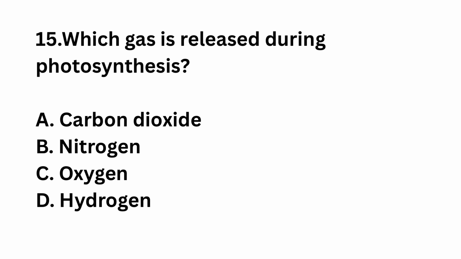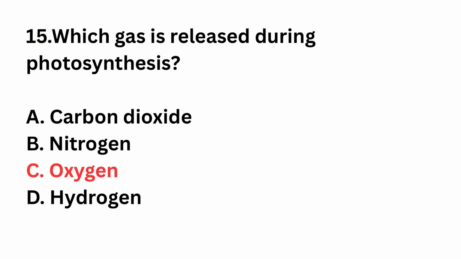Question number 15. Which gas is released during photosynthesis? Carbon dioxide, nitrogen, oxygen, hydrogen. The right answer is option C, oxygen. Oxygen is released during photolysis of water.